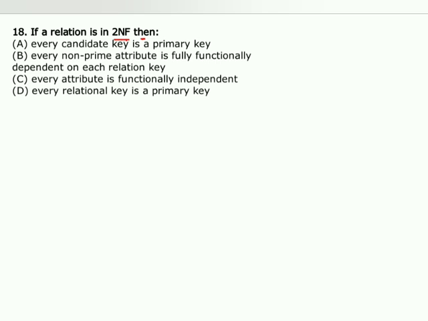So second normal form must be in first normal form, and there should not be any partial dependency. Every non-prime attribute of the table is dependent on the complete candidate key. That means no non-prime attribute is partially dependent on any key. Partially dependent means dependent on a proper subset of the key. So that's why option B is the correct answer.